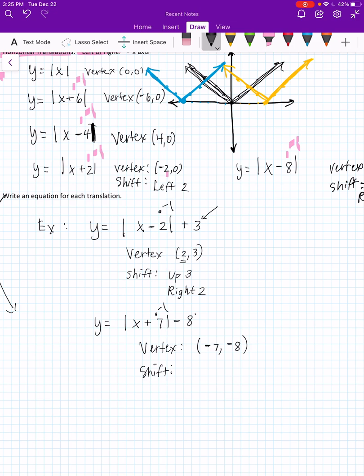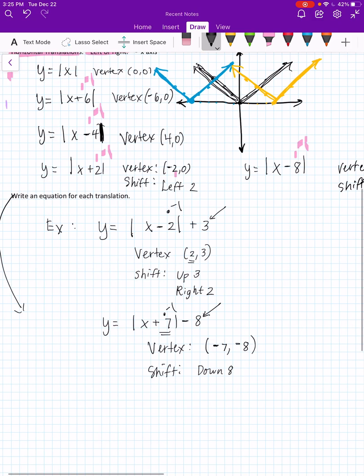So now think about it. Outside, up or down. So this is outside. -8 would be down 8. Inside, left or right. But you got to times it by a negative. So negatives go to the left. So that means you're going to go left 7. So my shift is down 8, left 7.